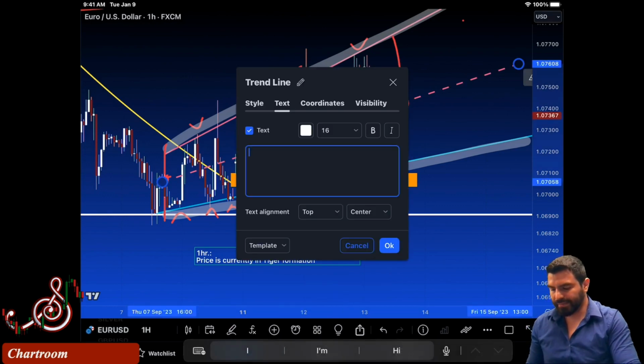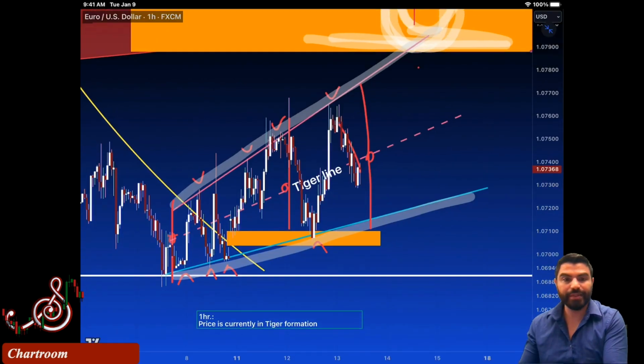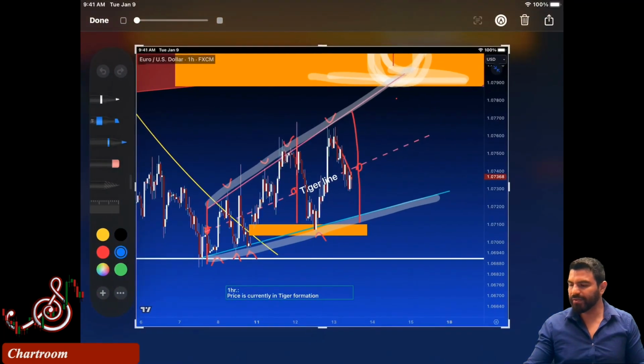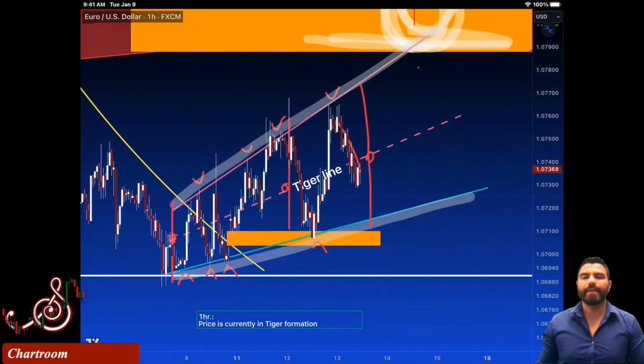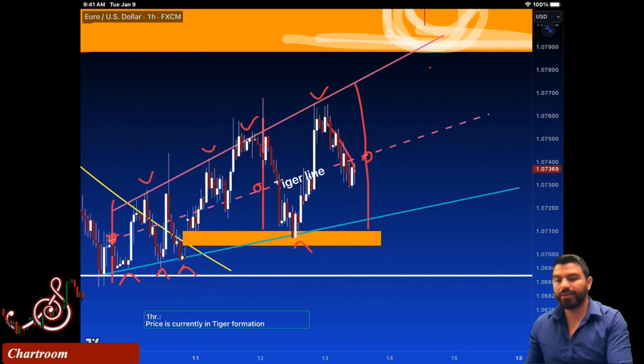We can duplicate, we can put Texas into Tiger line. Let's put this in the middle. Let's make it really thick. This is a little bit advanced, but that's why you have your tools in your belt to understand the story that's happening. There's only really a few patterns. Okay. Now you don't really need this analysis, but you can put this on here.